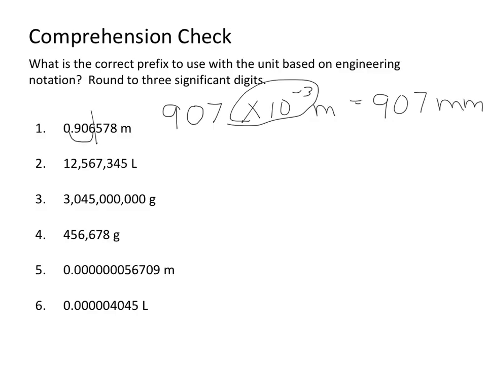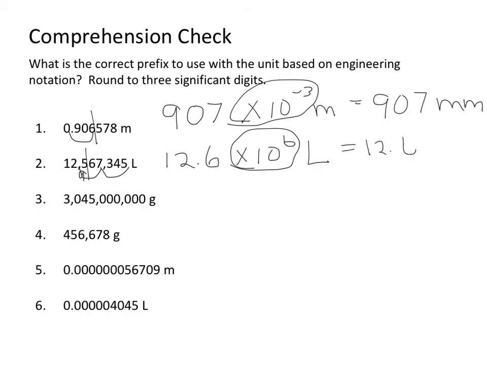For the next one, to put it in engineering notation, I'm going to move it 3 and then 6. So it's going to be 12. When I look at the third significant digit, I look to the right, it's greater than 5, so I'm going to round up, so 12.6 times 10 to the 6 liters, and then replace the times 10 to the 6 with the correct prefix, which is 12.6 megaliters.